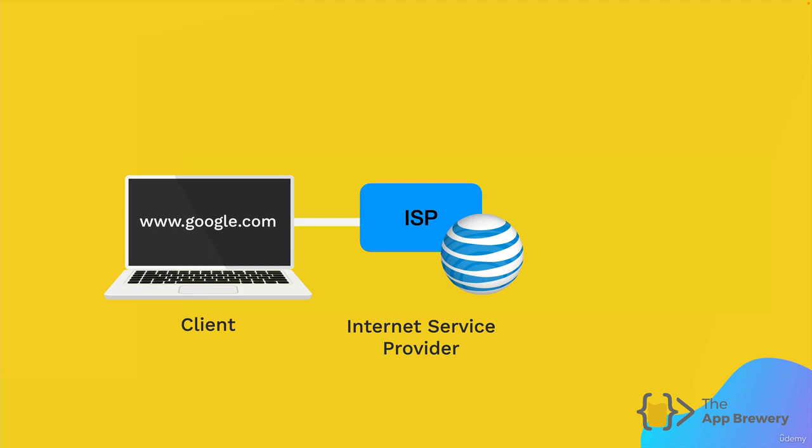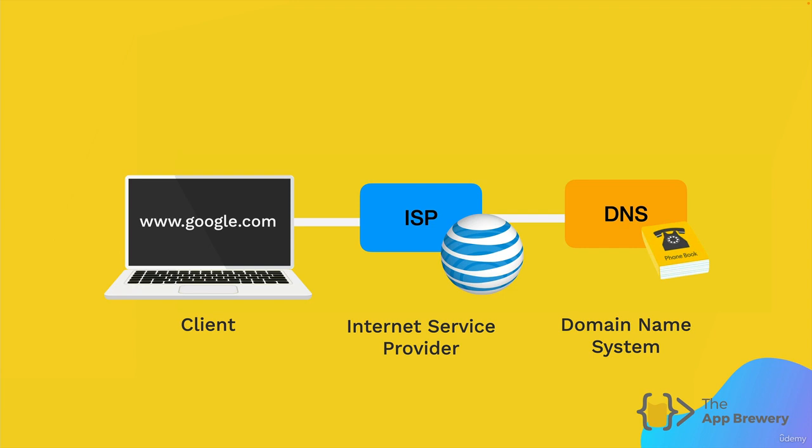Now the message that you're sending the ISP is, I want to see google.com, and the ISP will then relay that message to something called a DNS server, which stands for a domain name system server. And a DNS server is essentially just a souped up phone book. And what happens when you make that request through your browser is the DNS server will look up in its database to find the exact IP address of that website that you're trying to access.